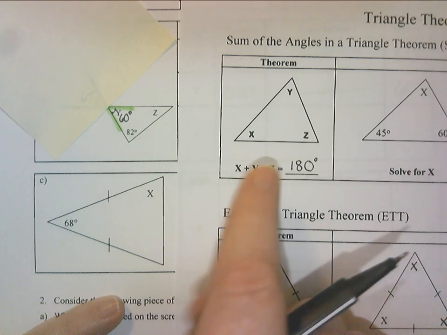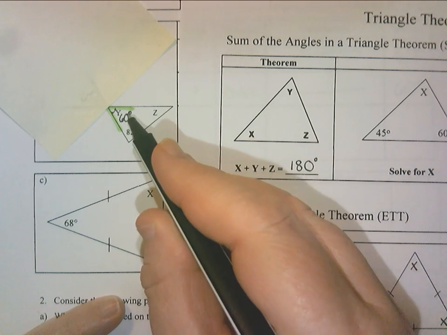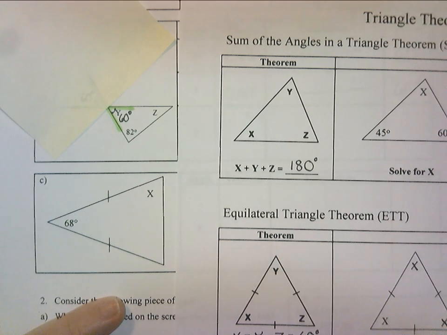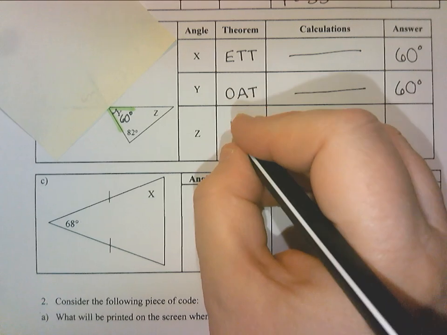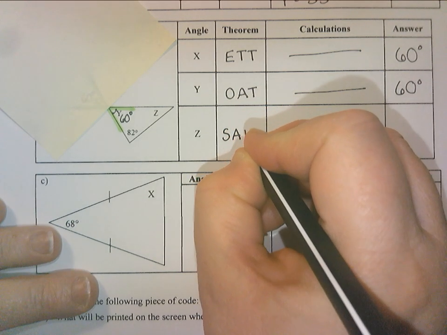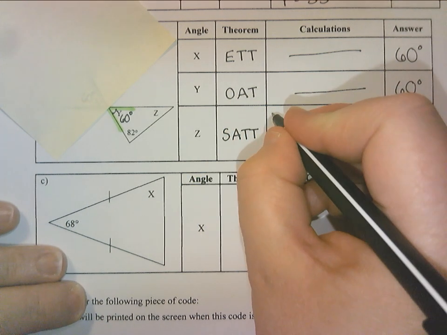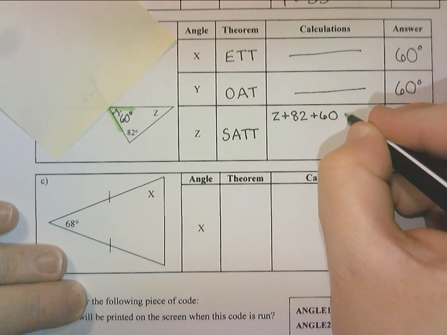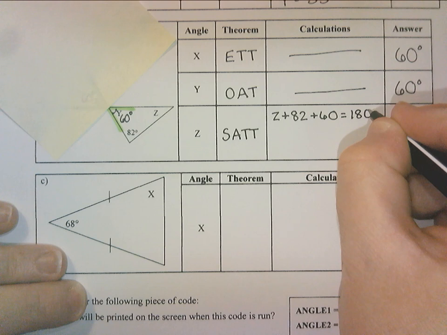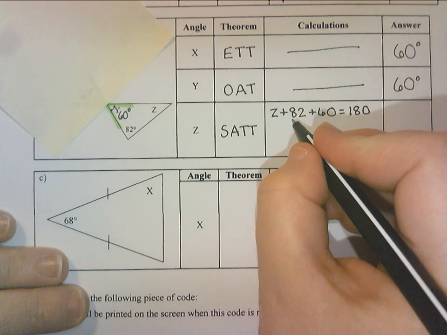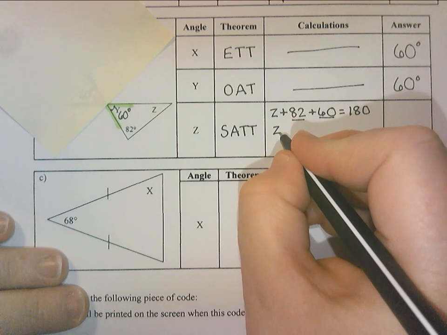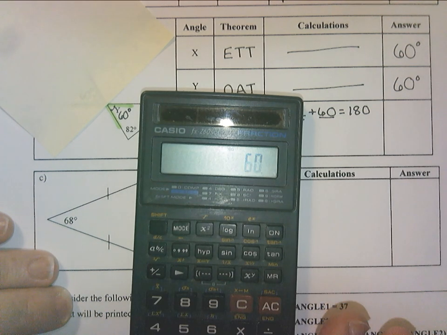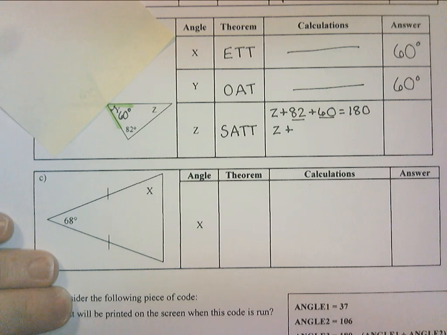the angles in a triangle theorem and say that these three angles added together are all going to make 180 degrees. So we're using SATT, Z plus 82 plus 60, all three of those together should add to 180 degrees. I'm going to collect up my like terms. So 82 plus 60 is 142 degrees.